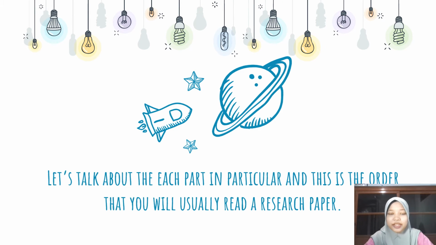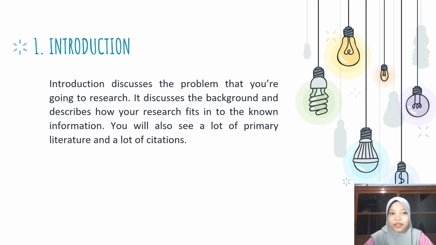Let's talk about each part in particular, and this is the order that you will usually read a research paper. First, introduction. Introduction discusses the problem that you are going to research. It discusses the background and describes how your research fits into the known information. You will also see a lot of primary literature, and a lot of citations.